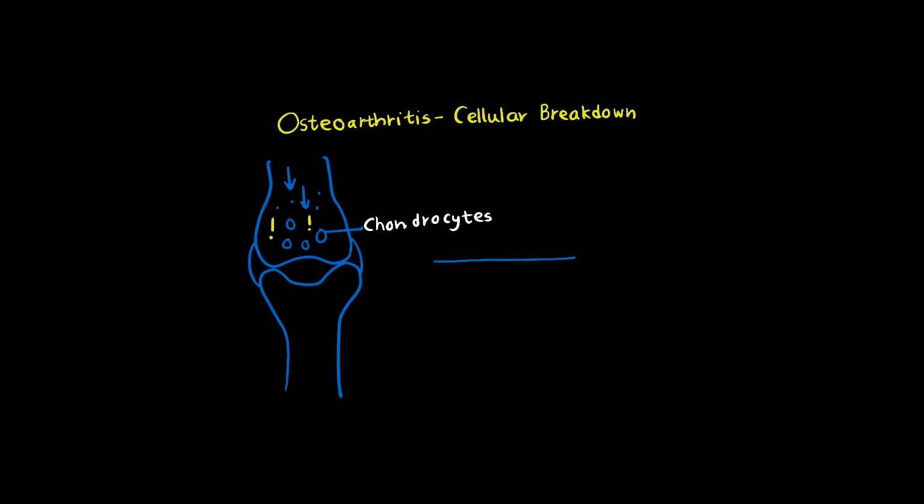Instead of maintaining balance, they start producing enzymes that break down the cartilage matrix faster than they can repair it. This isn't osteoclasts breaking down bone, or synovial cells producing fluid, or muscle satellite cells regenerating tissue. This is specifically chondrocytes destroying their own home, the cartilage matrix, leading to the painful bone-on-bone contact that characterizes osteoarthritis.